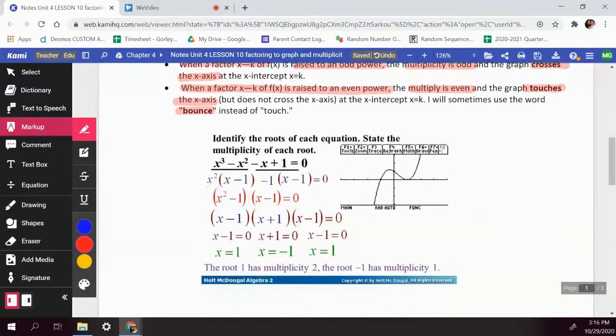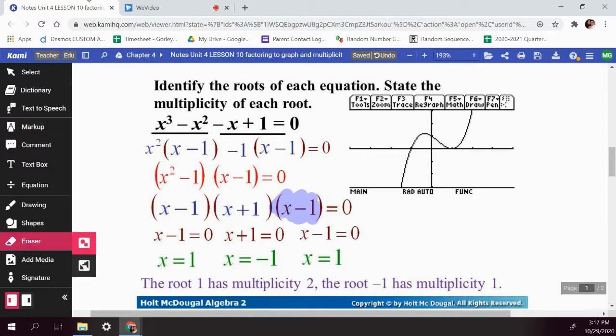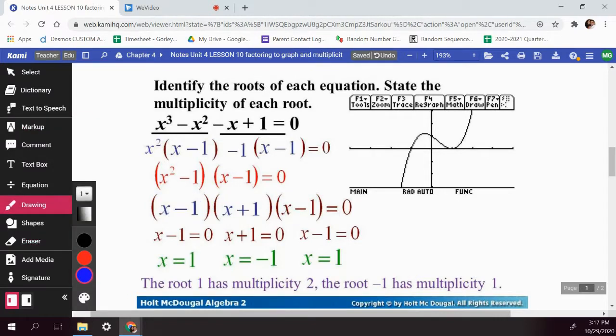So let's take a look down here. You can see that this person used factoring by grouping in order to get that expression completely factored. And look down here, see how we have the factors x minus 1, x plus 1, and x minus 1? So how many times does the factor x minus 1 appear? x minus 1 appears once, twice. So we would say that its solution, x equals 1, would have a multiplicity of 2.